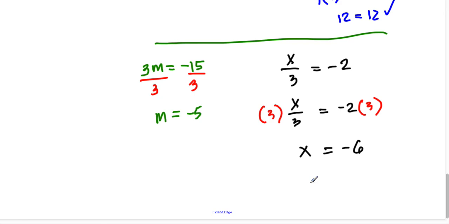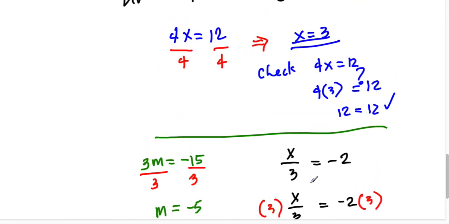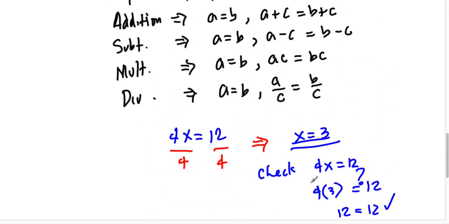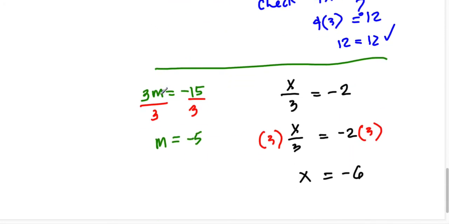And that's how you use the 4 properties of equality. Addition and subtraction, we use in lessons 1 and 2. Multiplication and division, we use in lesson 3. And that's it.